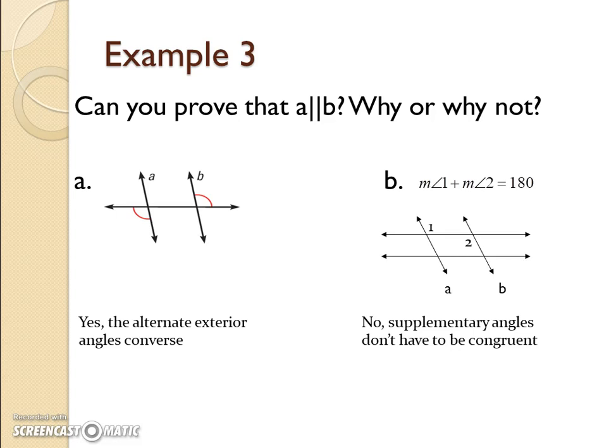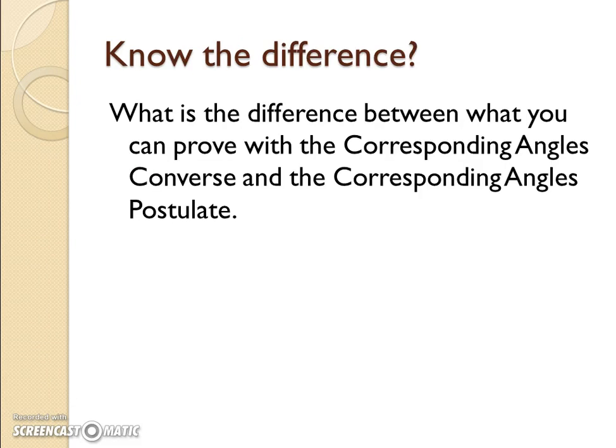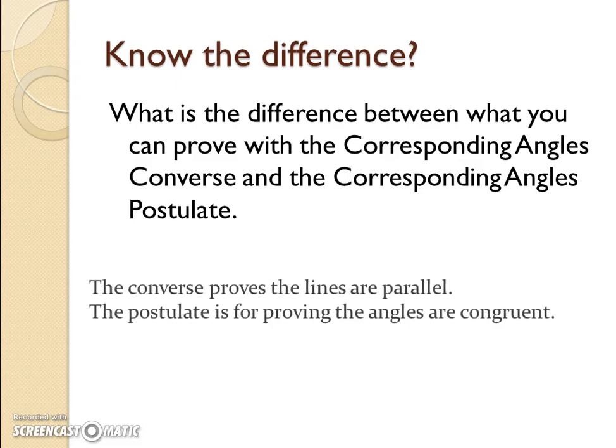So what's the difference between what you can prove with corresponding angles converse and corresponding angles postulate? The converse states that if corresponding angles are congruent, then the lines are parallel. And the postulate states that if the lines are parallel, then corresponding angles are congruent. So it's all about what you're trying to prove.